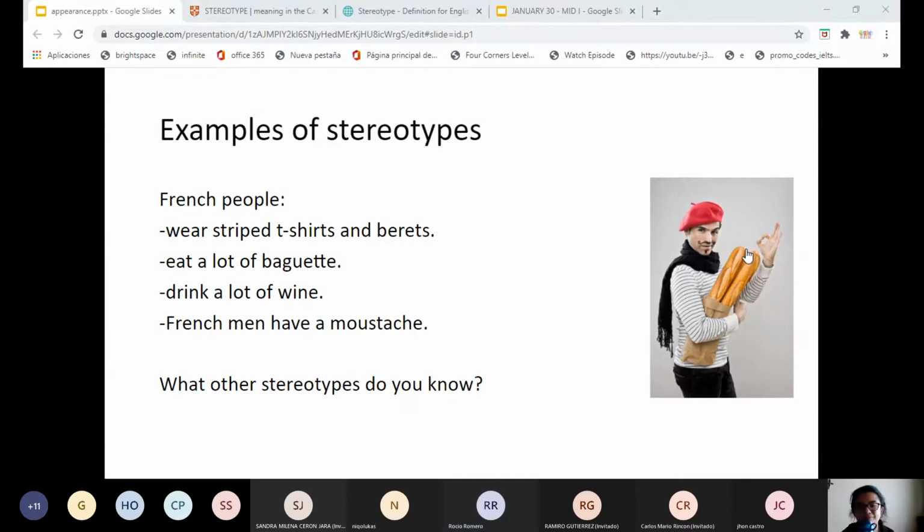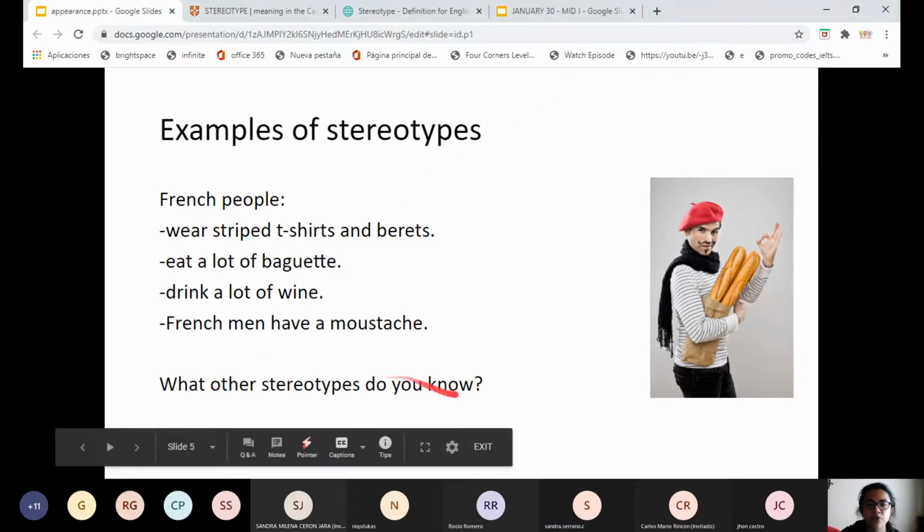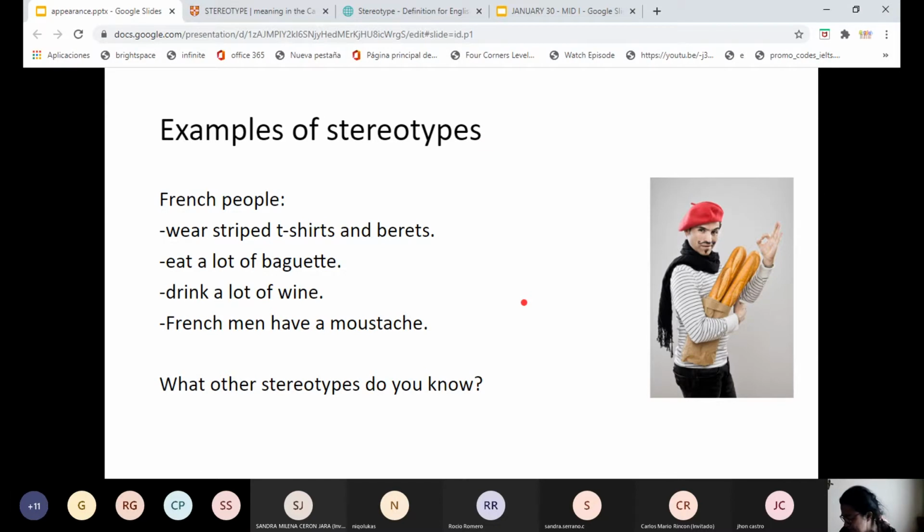I know two stereotypes from French people. Which ones? They smell bad. Okay. Right. They smoke a lot. Yeah. A lot. But actually, you know that's not a stereotype. It's quite true. They smoke a lot. All right. Okay, very good, Sandra. So guys, what other stereotypes do you know? Not French, but for example, in Colombia. Can you think of stereotypes in Colombia?